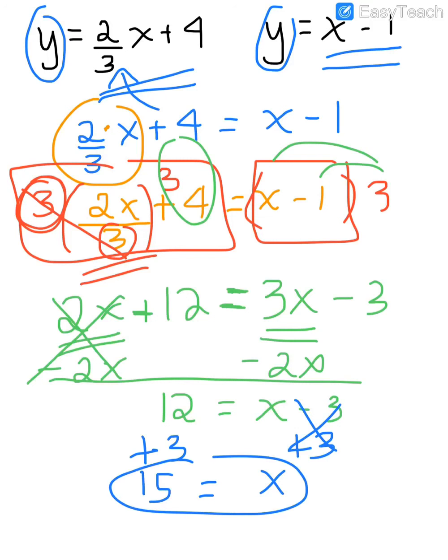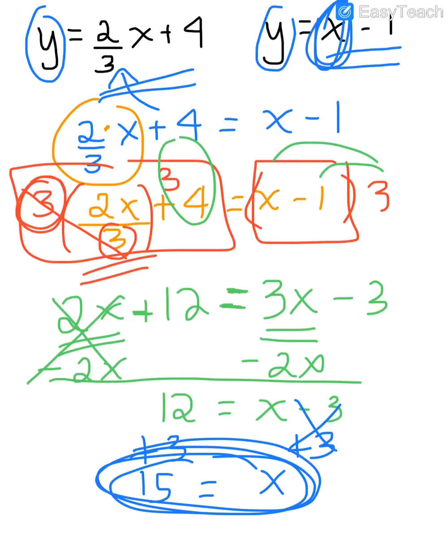Then remember, your next step will be to actually solve for y. If we know that x is 15, we can replace this x up here with 15, and y is going to be equal to whatever 15 minus 1 is. So y equals 15 minus 1, which is 14. So our final answer, the coordinates that will make both of these equations true, would be when x is 15 and y is 14.